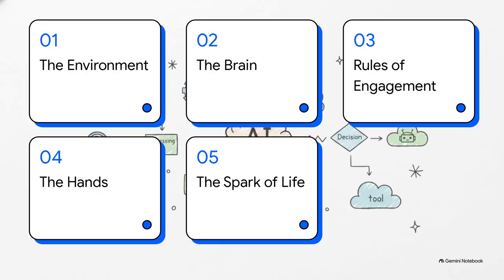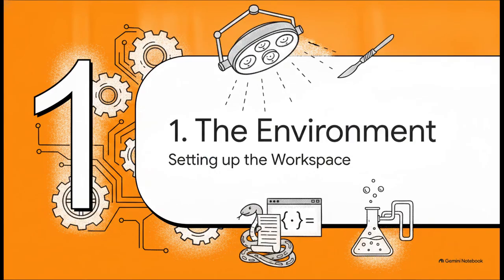Here's our roadmap for the build. To keep this technical journey crystal clear, we're breaking the anatomy of an agent down into 5 straightforward milestones: the environment, the brain, the rules of engagement, the hands, and finally, the spark of life. Let's jump right in. Milestone 1.